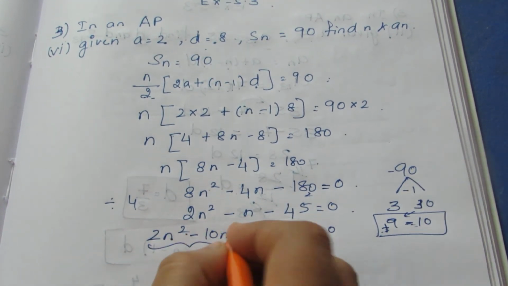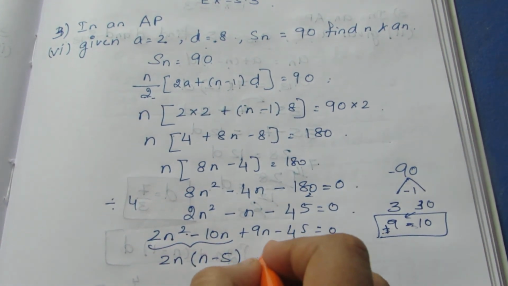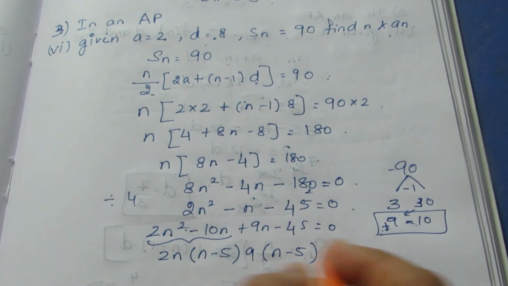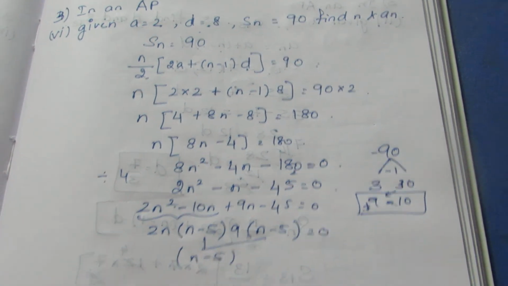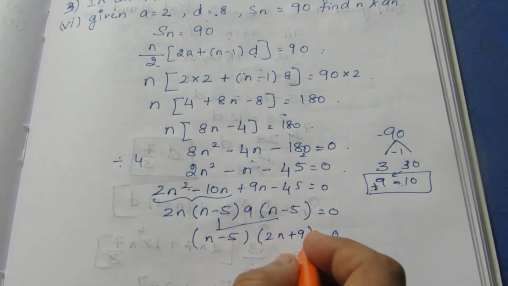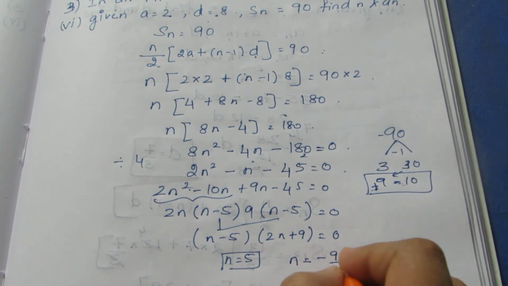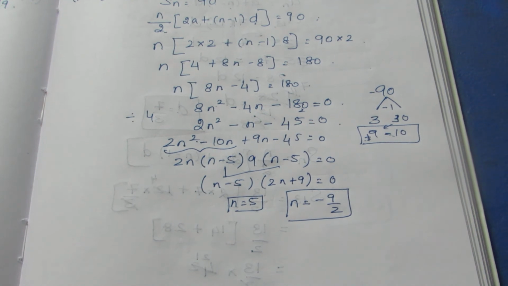So if I take common, I can take 2n common outside. So it becomes n minus 5. Write the n minus 5 first. My outside number will be 9. So same bracket once and the outside in another bracket. Put equal to 0. If I put equal to 0, I get n is equal to 5, n equal to minus 9 by 2.